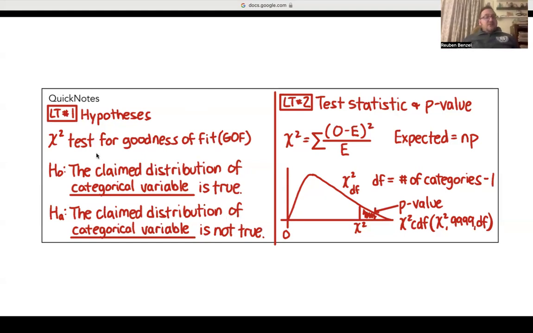So the null hypothesis always is going to be that the claimed distribution is true of the categorical variable. And the alternative hypothesis is that the claimed distribution is not true. And the chi-squared, that sigma symbol is the formula on the formula sheet. But if you just think about observed minus expected squared over expected, then you can always use that chart approach if you're manually computing it.